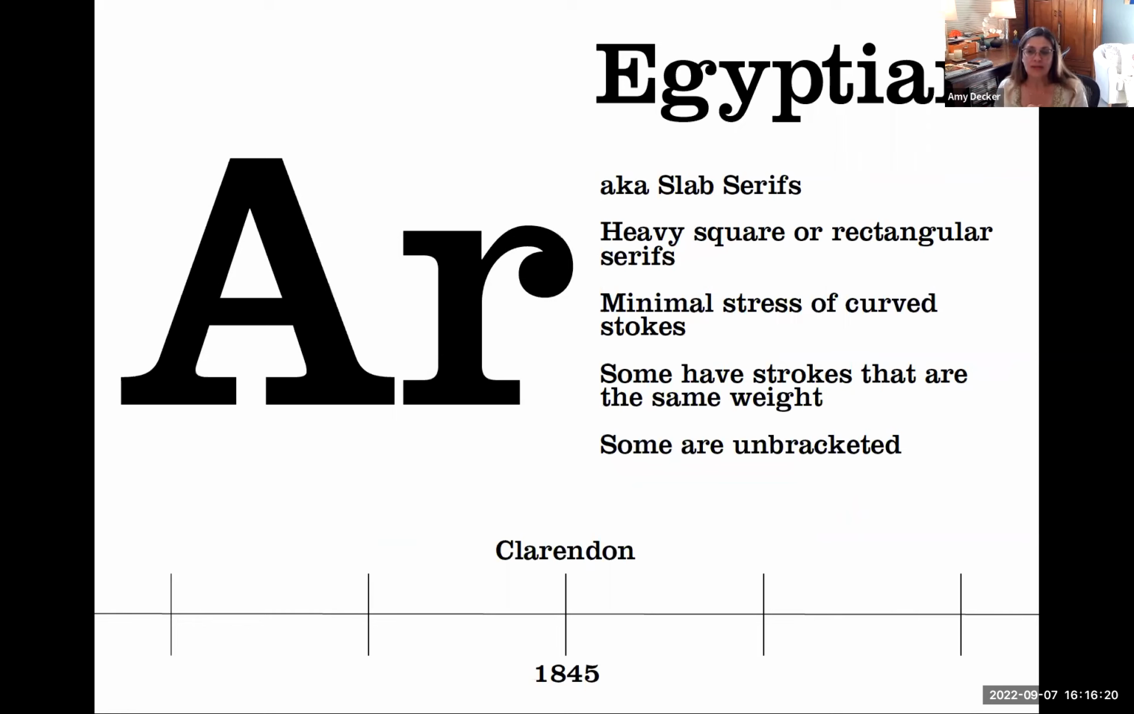We then move into the industrial age and the need for monster fonts, and that's when we came up with the Egyptian, also known as slab serifs. Clarendon is the example I'm using here, which was designed in 1845. They're heavy square or rectangular serifs, with minimal stress of the curved strokes. Some have strokes that are the same weight. Some are unbracketed, but they all have these big, beefy serifs. They're used to advertise and make billboards and be big and bold and call a lot of attention to themselves.